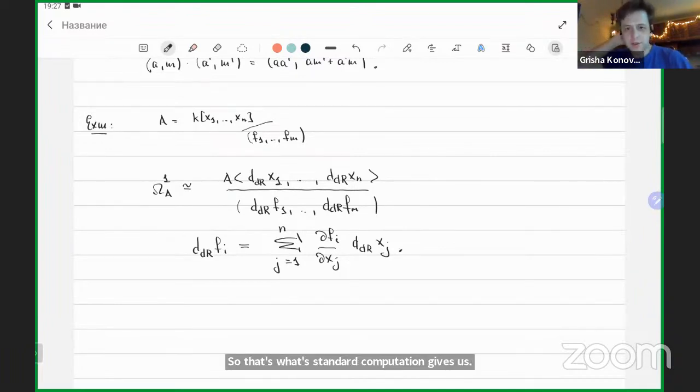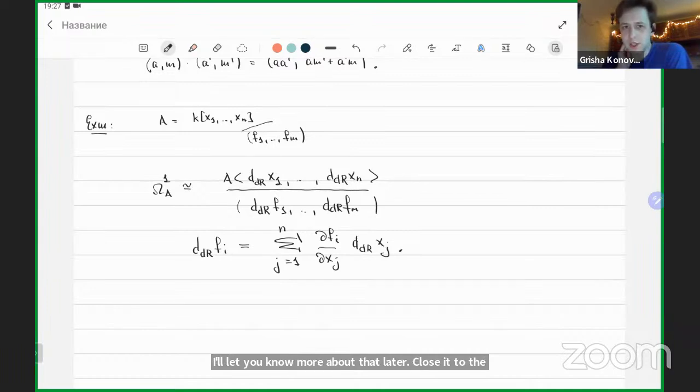So in classical geometry, Kahler differentials are useful when we want to study deformation theory. And I'll let you know more about that later, closer to the end of my talk.